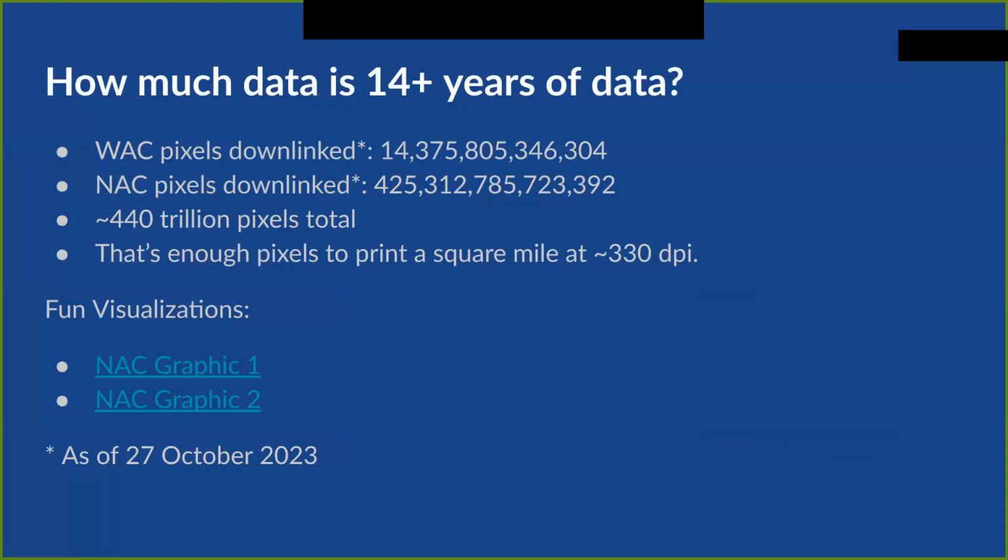And so how much data is 14 plus years of data? It's 14.3 trillion pixels of WAC data and 425.3 trillion pixels of NAC data. This is enough pixels total to print a square mile at 330 dpi, so still high enough resolution that you need a magnifying glass to see the dots.